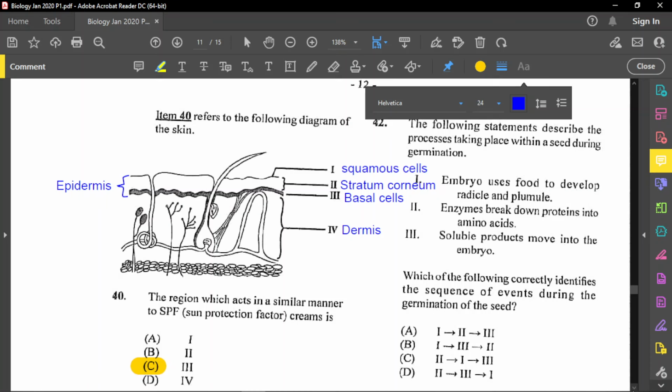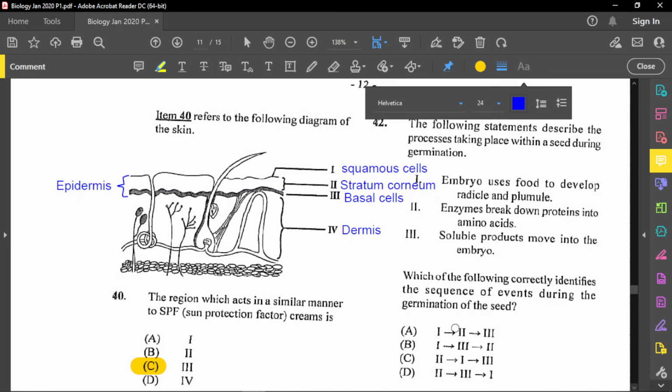All right, and so if it breaks down the food substance, then the food substance now can move into the embryo and the embryo can start to grow. All right, so we can say here now that starting with 2, then we go into 3, and then we go into 1. All right, so that looks like option D. Yeah, all right, that's option D.